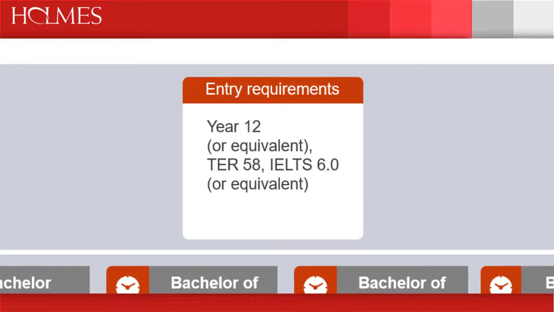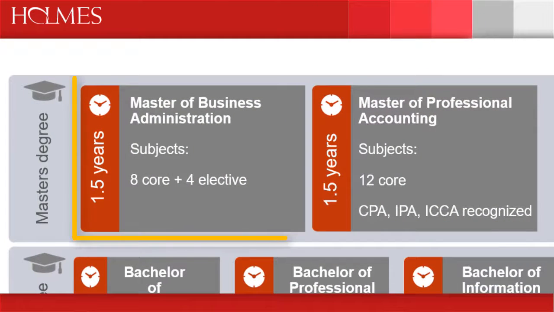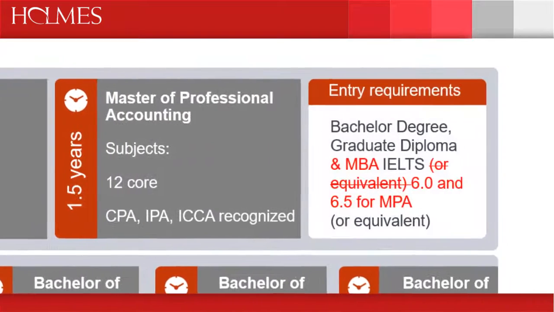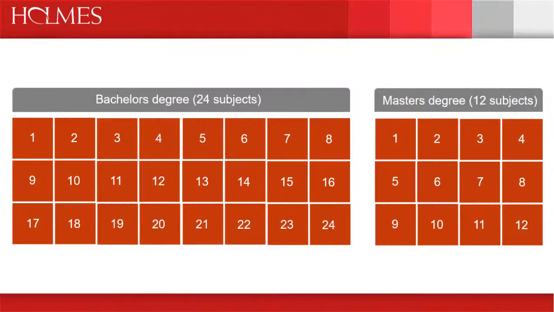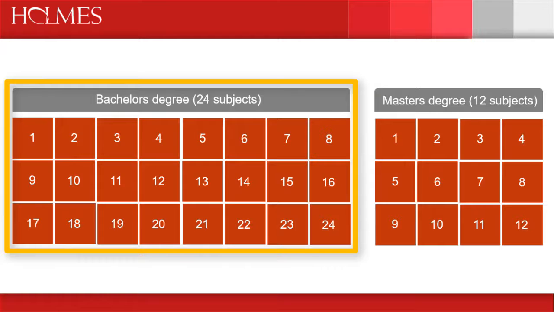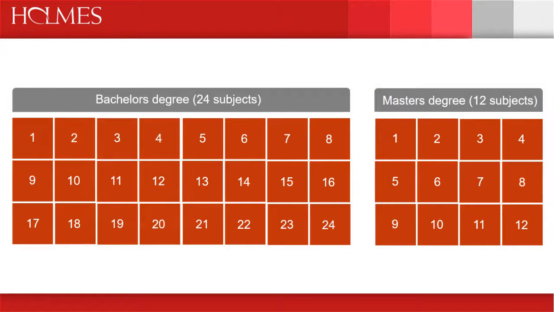Please note the entry requirements for bachelor degrees. At master's level, we deliver the Master of Business Administration with 8 core and 4 elective subjects, and the Master of Professional Accounting with 12 core subjects. Please note the entry requirements for master's degrees. The bachelor degrees have a total of 24 subjects. The master's degree has a total of 12 subjects.